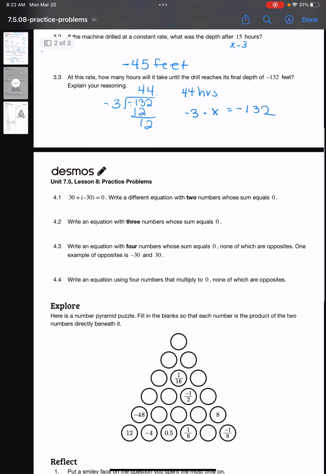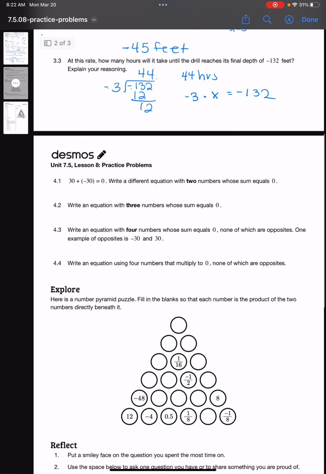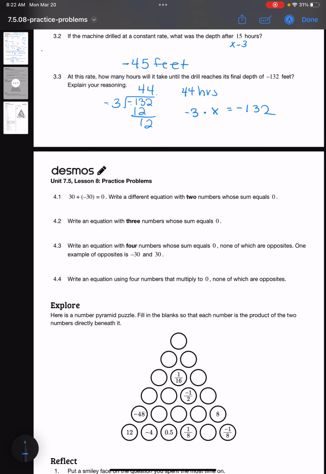So, last couple. 30 plus -30 equals 0. Write a different equation with two numbers whose sum equals 0. This could be anything. So you could have 44 plus -44. Anything added to its opposite will be 0.